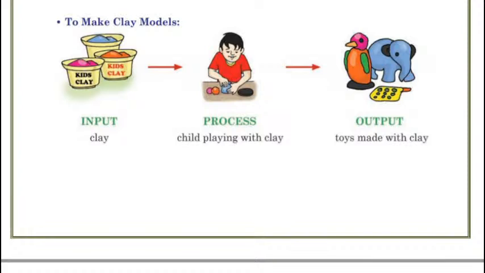Then the child plays with the clay, making some specific picture, maybe an animal or bird or flower. Making that particular image is called the process. After processing, the child can show it to the teacher or parent, whatever he has made. That is the output.